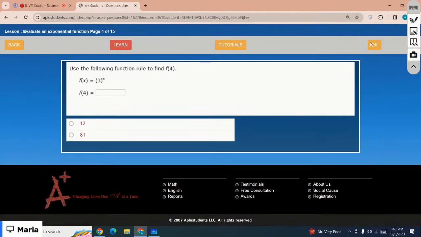Use the following function rule to find f of 4. So which is the correct option? That would be 3 exponent 4, and 3 exponent 4 equals 81. The correct option is 81, right?